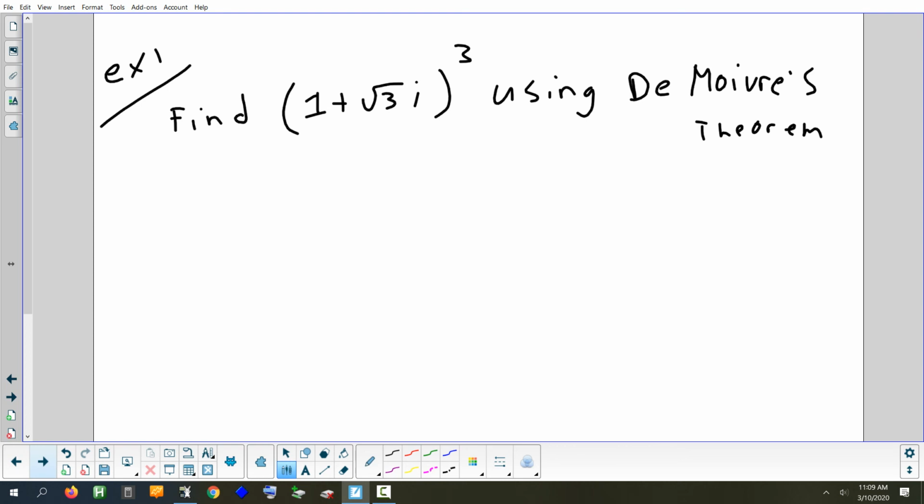Okay. So what's the first thing that I need to do with this number if I want to cube it using DeMoivre's theorem? Find the radius and the angle. Right. I got to get it in trig form, which means find the radius, find the angle.